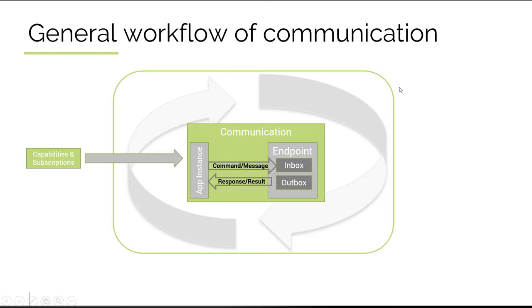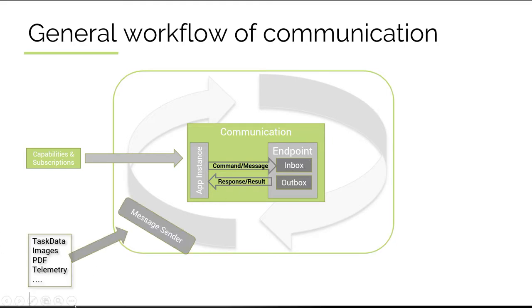Okay, what else can we send? Of course, as we just said, we can send our messages. So our task data, an image, a PDF, the FD telemetry data, whatever. Any message that shall not be sent to the agrirouter, but over the agrirouter to some other partner in your network, some farming software or some terminal or whatever.